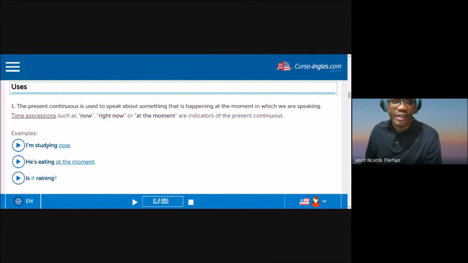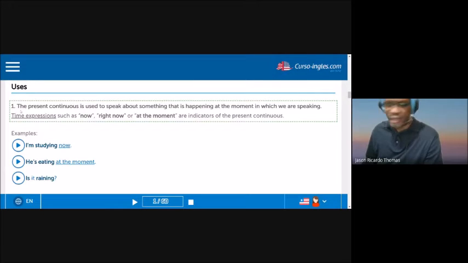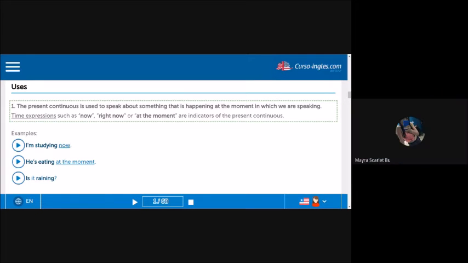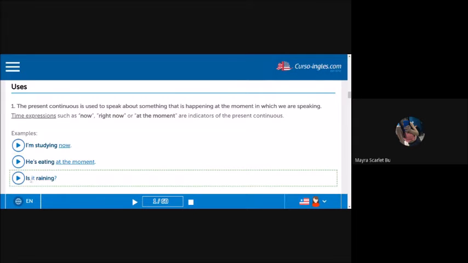Maida. All right, good. You didn't get to participate. It's only read the first. Yes. Yes. We're going to look at the use. Okay. The present continuous is used to speak about something that is happening at the moment in which we are speaking. Time expressions such as now, right now, or at the moment are indicators of the present continuous. For example, I'm studying now. He is sitting at the moment. Is it raining? It is raining.